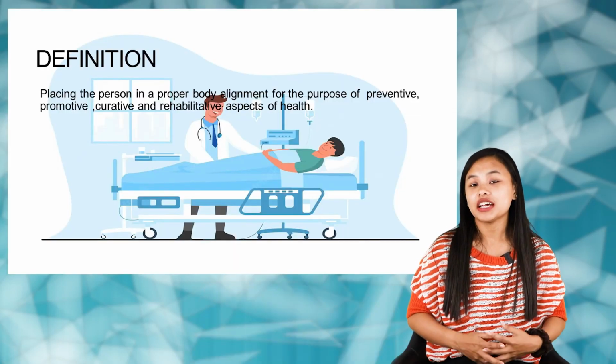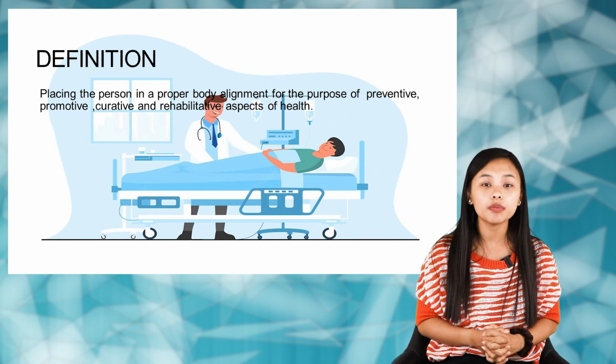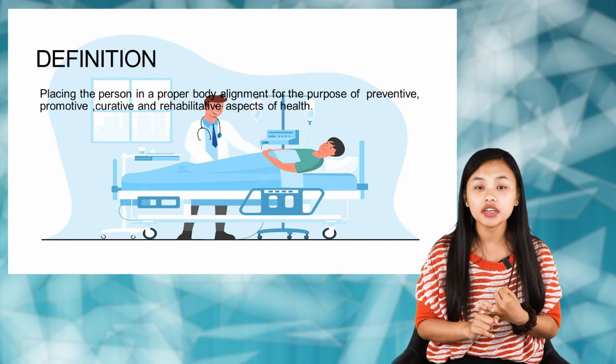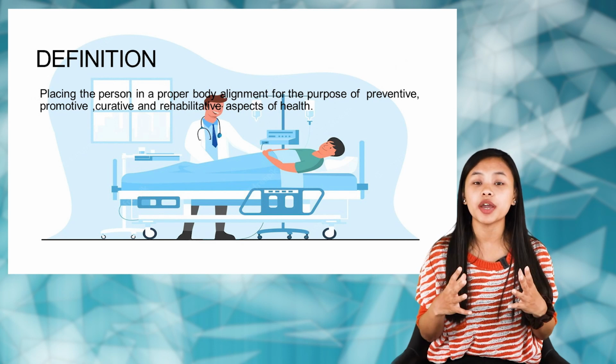So, in order to get a clear idea of this topic, let us first move to the definition of body position. Body position is defined as placing the person in proper body alignment for the purpose of promotive, preventive, curative, as well as rehabilitative aspects of health.